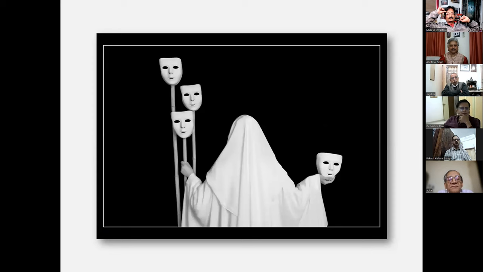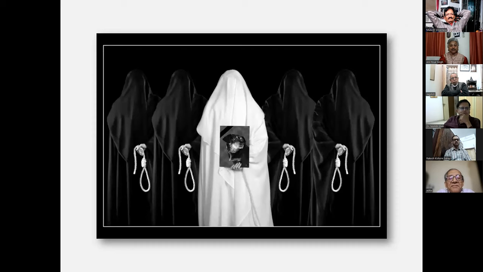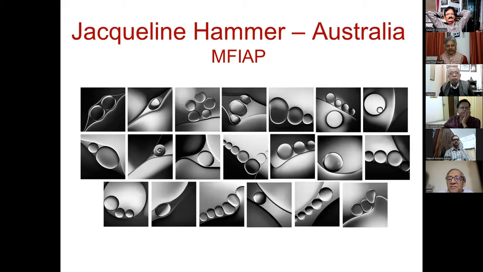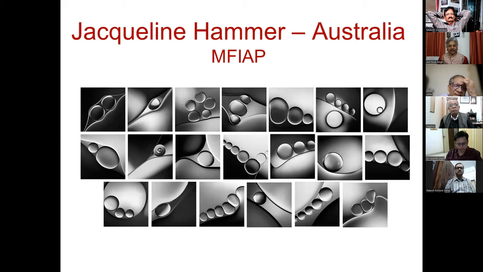Oh my God. Beautiful images. Beautiful. Now, another portfolio conferred with the Amphib by Jacqueline Hammer from Australia. This is an amazing portfolio. These are the hanging plan of the whole images, 20 or 21 images.